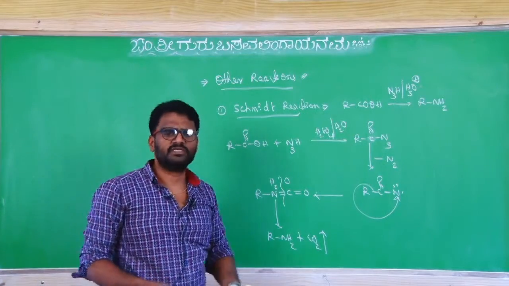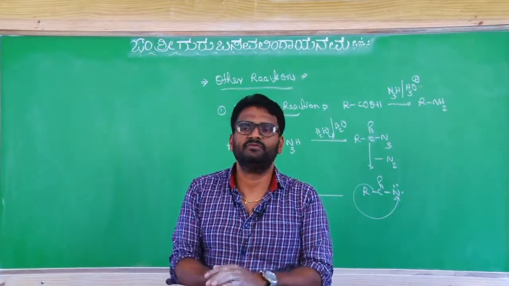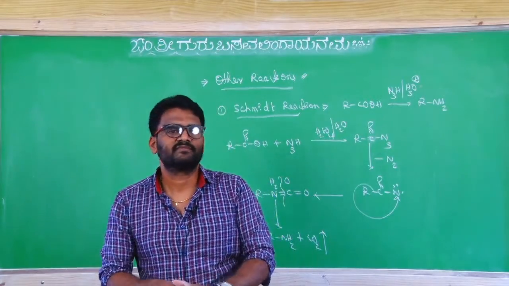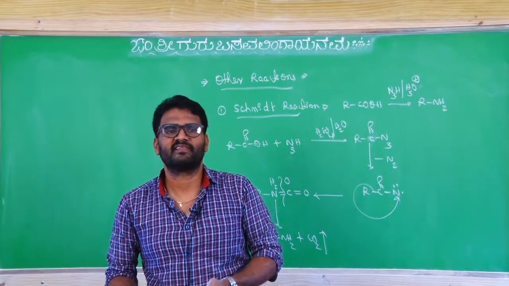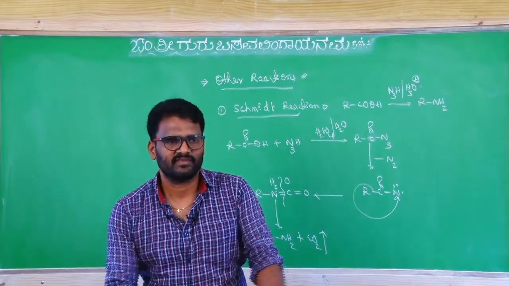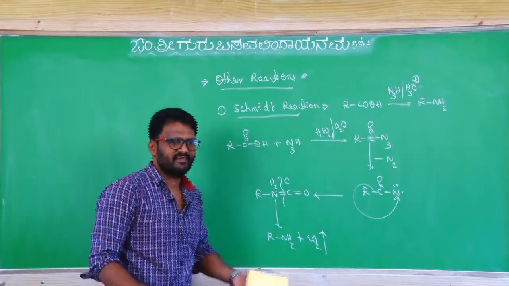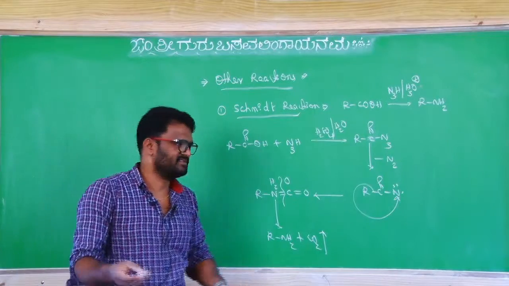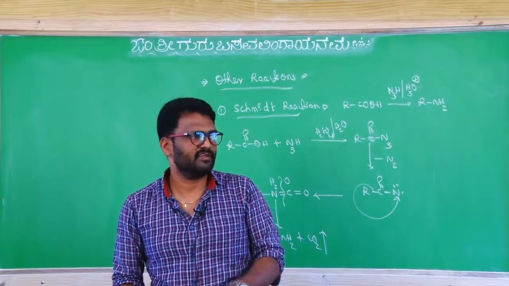Next, uses. What are the uses of carboxylic acids? Give any known uses. Vinegar. All right. Vinegar is what? Acetic acid. So you can use it as vinegar.